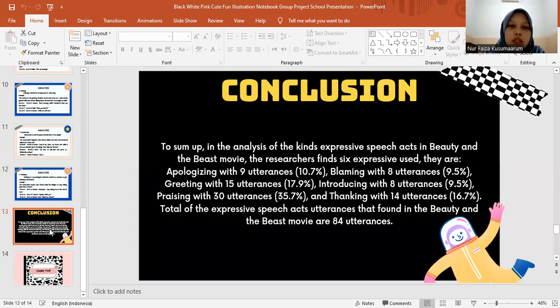And a conclusion, to sum up in the analysis of the kind expressive speech act in Beauty and the Beast movie, the researcher finds expressive use. They are apologizing with 9 utterance or 10.7%, blaming with 8 utterance, 9.5%, greeting with 15 utterance or 17.9%, introducing with 8 utterance, 9.5%, praising with 30 utterance or 35.7 percentage, and thanking with 14 utterance, 16.7 percentage. Total of the expressive speech act utterance that found in the Beauty and the Beast movie are 84 utterance.